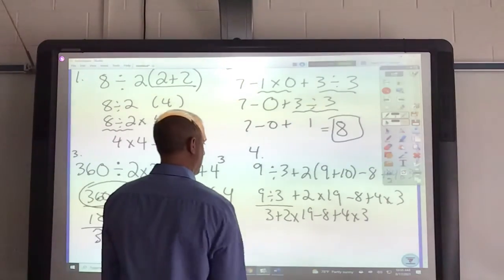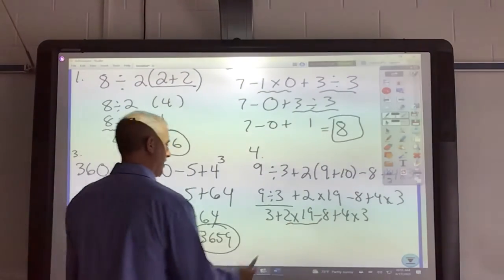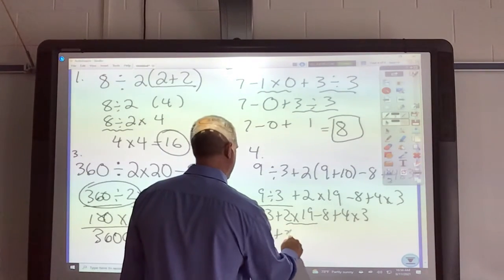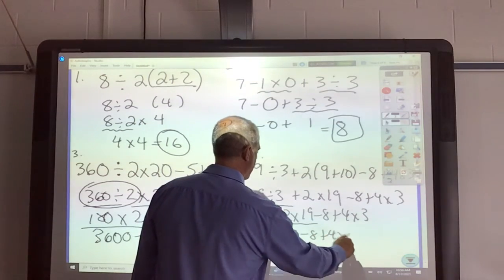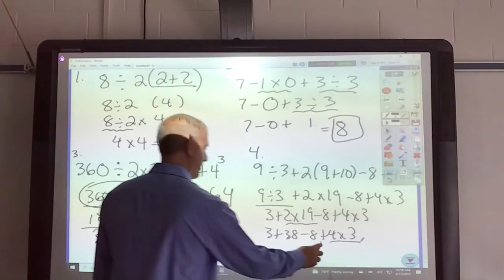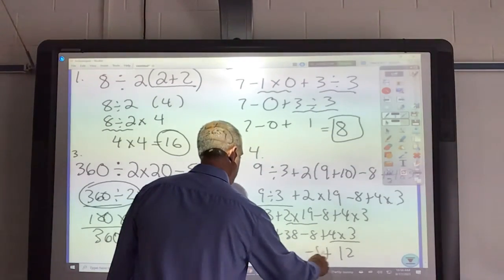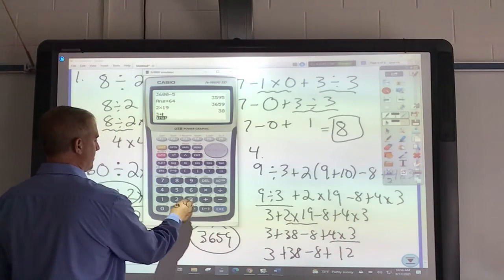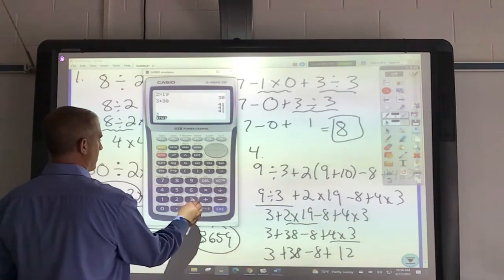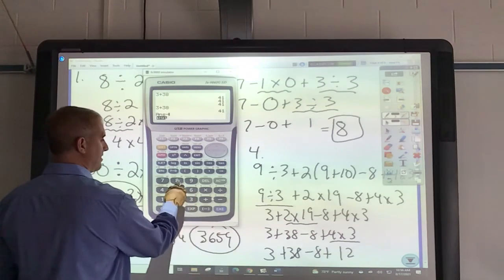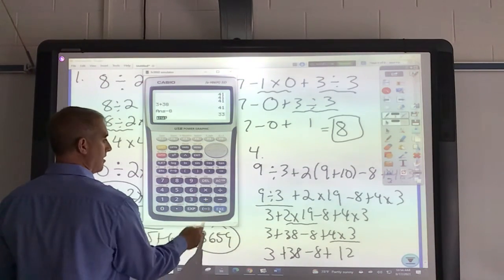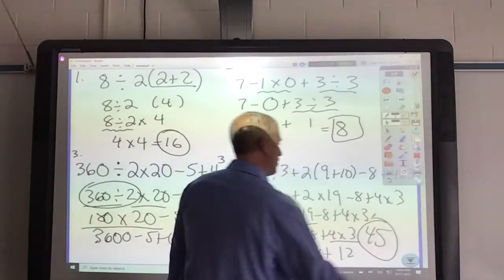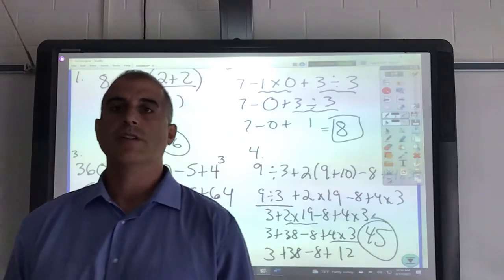Okay, so I would want to do this part next, okay? 2 times 19 is 38, so 3 plus 38 minus 8 plus 4 times 3. Still got a multiplication left there. That's going to be 12. And this is what I have left. So now all I'm doing is addition and subtraction going across. So 3 plus 38, 3 plus 38 minus 8 plus 12, 45. Okay?